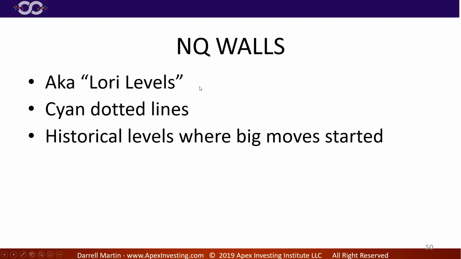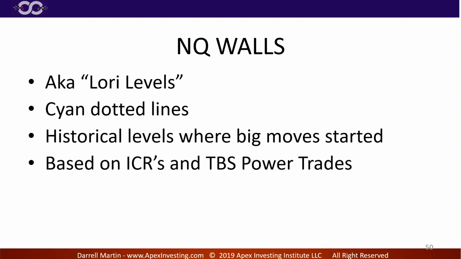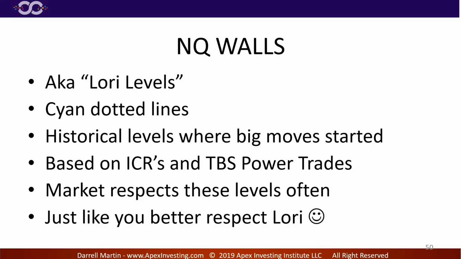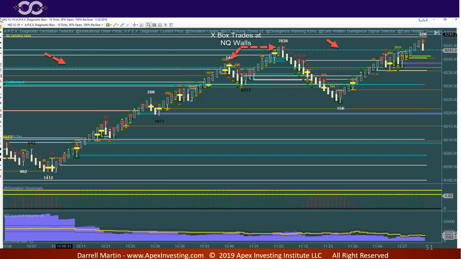There are cyan dotted lines. They can also be some other different colors, but they'll always extend all the way out to the right. And they are historical levels where big moves start, and markets are highly, highly attracted to these levels. They are the strongest levels. They're based on institutional controlled reversals, TBS power trades. I can get real complex on it. If you want to go watch the All In course, be my guest, and learn how to do it. But the market respects these levels, and they respect them often, months and months and months, really years upon years. So you better be respecting Lori because she's put a lot of hard work into these.